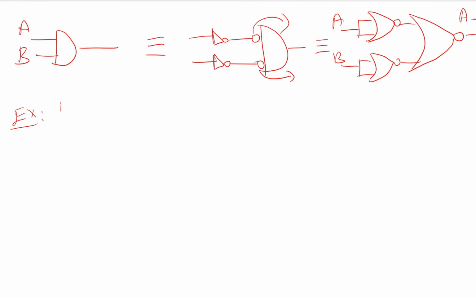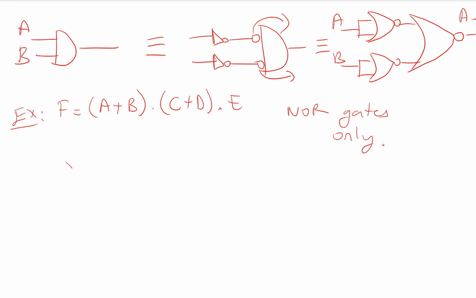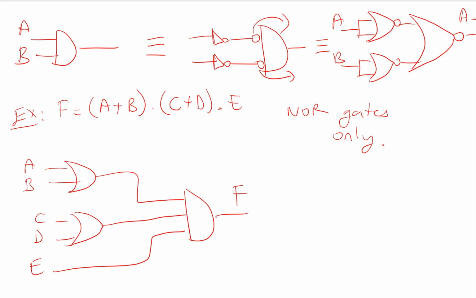So in this example, F is given as A or B, C or D, and E, and we are supposed to implement this function using NOR gates only. Let's draw our function. So to convert the first OR gate, I can put an inverter here, but I need to add another inverter here. So I can put an inverter here, another inverter here. So this is a NOR gate, this is a NOR gate.